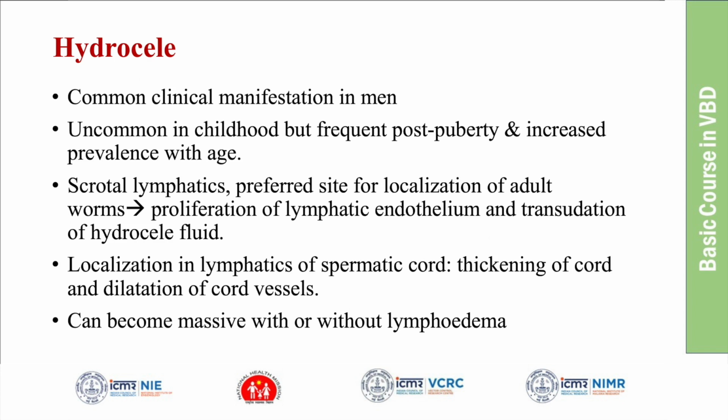Basically, what happens is there will be proliferation of the lymphatic endothelium and transudation of the hydrocele fluid in the scrotal lymphatics. Because of localization of the worm in the lymphatics of the spermatic cord, the cord will be thickened, and there will be dilatation of cord vessels, so the spermatic cord becomes palpable. At times the hydrocele can be very massive. It may or may not present with lymphedema.